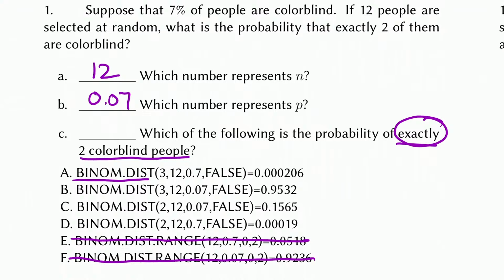So binom.dist, and now we just have to pick out the right ones. We want exactly 2. Exactly 2 is going to be binom.dist of this one right here, letter C. So C.